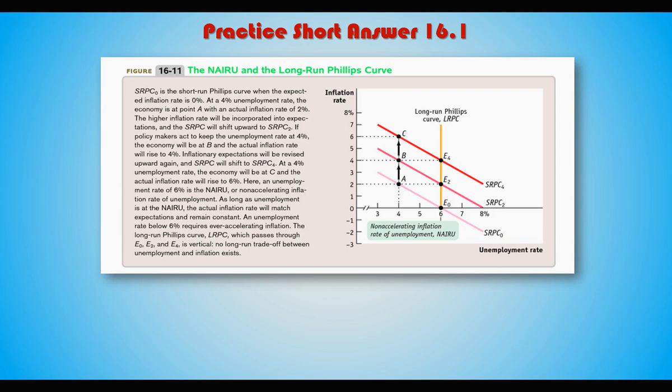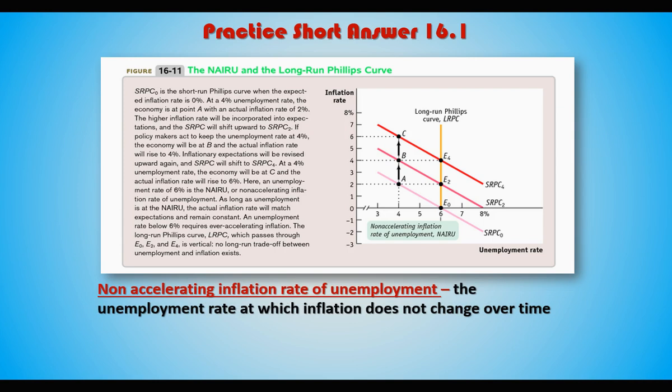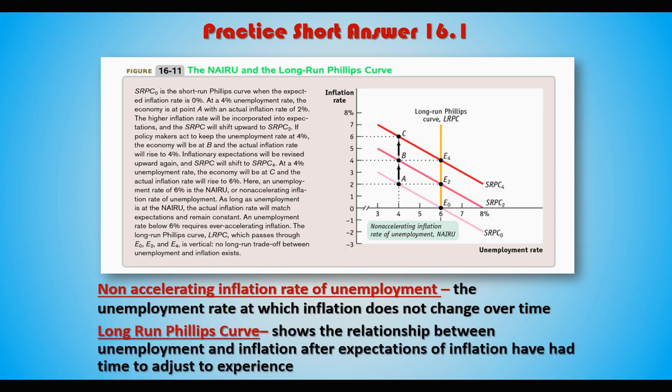non-accelerating inflation rate of unemployment, the NAIRU. Again, the non-accelerating inflation rate of unemployment is the unemployment rate at which inflation does not change over time. And the long-run Phillips curve shows the relationship between unemployment and inflation after expectations of inflation have had time to adjust to experience.